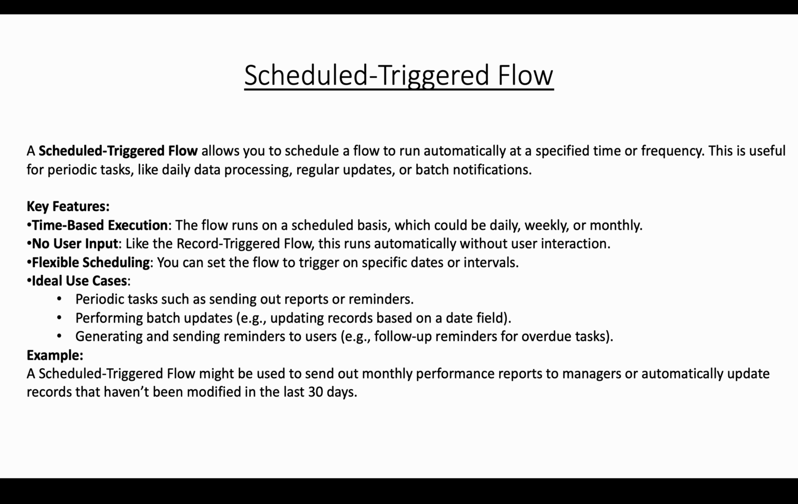Flexible schedule. You can set the flow to trigger on a specific date or interval. Periodical tasks such as sending output reports or reminders are possible. Performing batch updates, for example, updating records based on the date field. So a record will update on a specific date or time as per requirement. Generating and sending reminders to users whenever required, like follow-up reminders or overdue tasks.